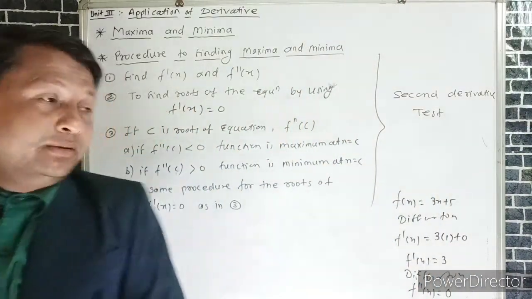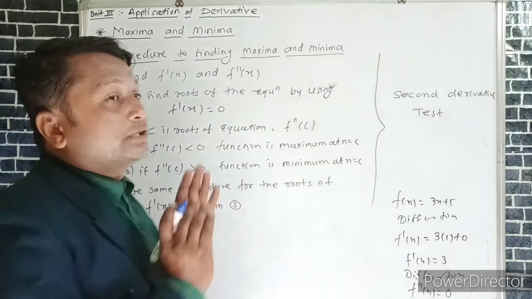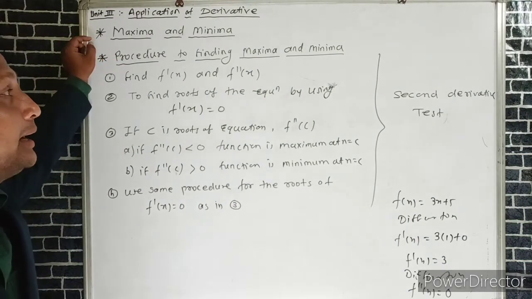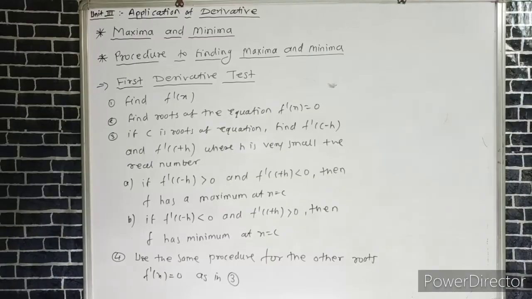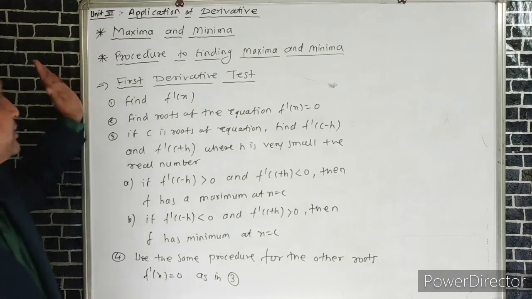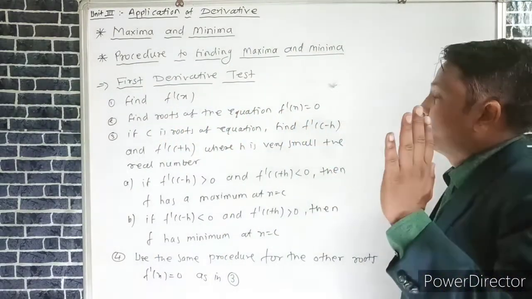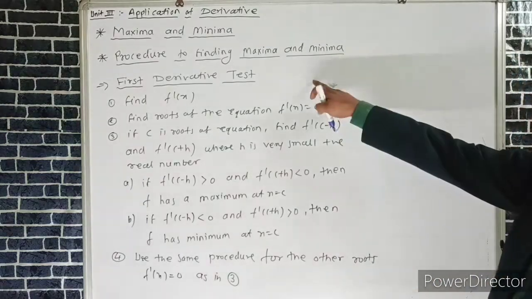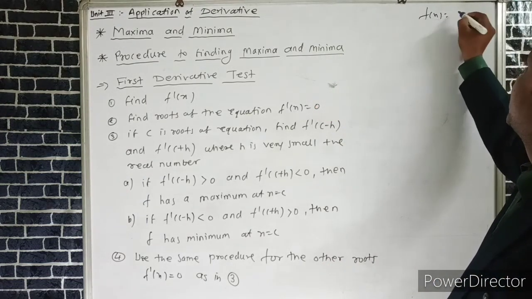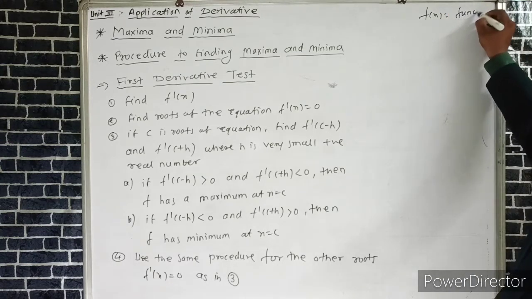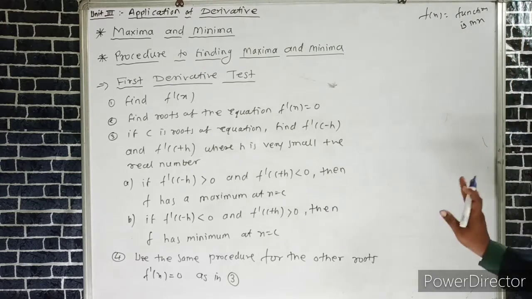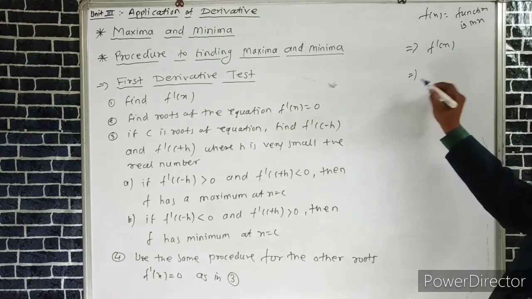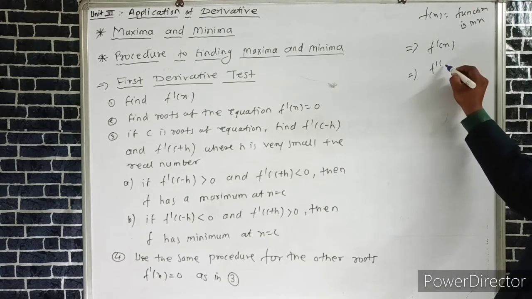In these cases, if the given function does not allow a second order derivative, then there is another procedure to find the maxima and minima, which uses the first order derivative. This is the first derivative test. If we can't find the second order derivative f double dash of x, then given a function f of x in the form of x, after differentiating we get the first order derivative f dash of x, and if we differentiate again, we get the second order derivative f double dash of x.